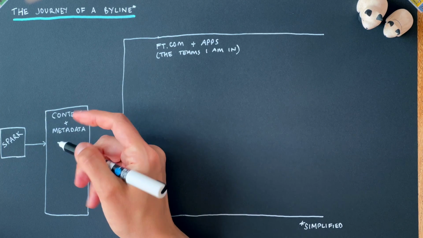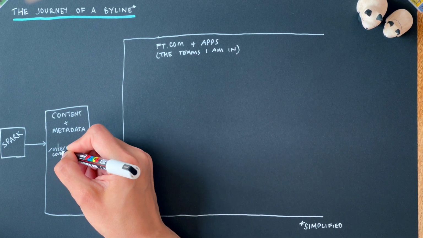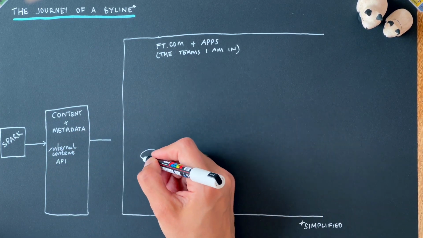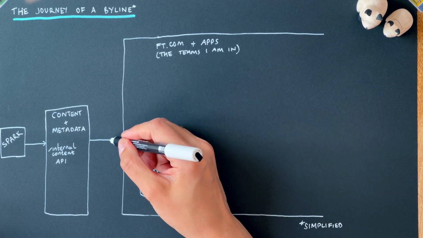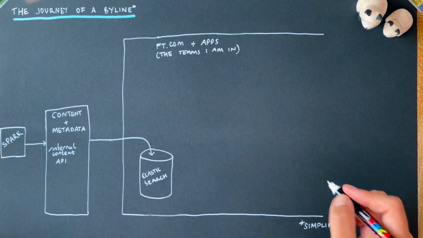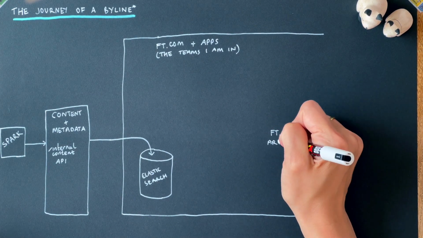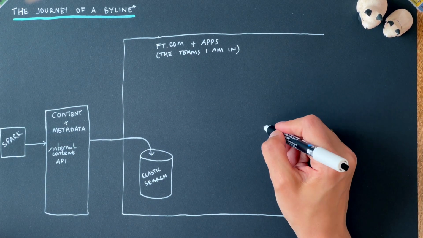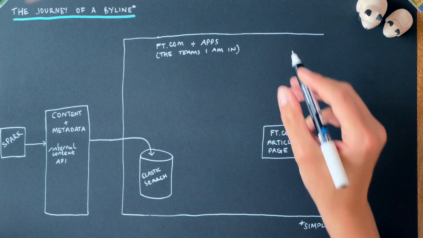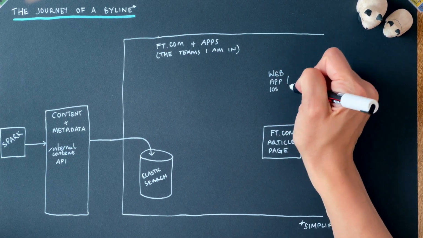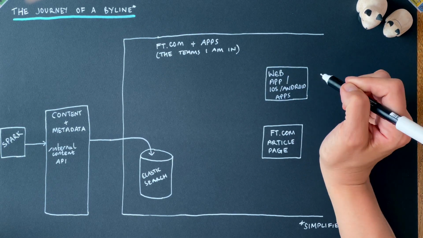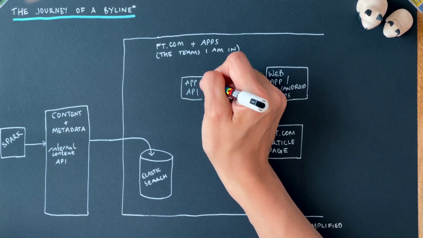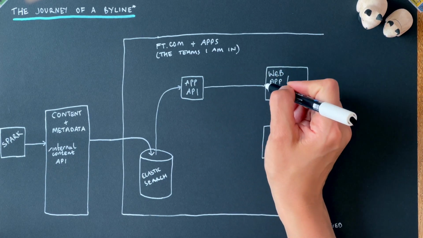So when a story is published, that story gets sent to the content and metadata platform. That makes it available via an API. And ft.com and apps takes that content and writes it to Elasticsearch. The ft.com article page reads directly from Elasticsearch and renders an article, and the web app, which has an iOS and Android wrapper as well as being a pure web app, will read from the App API, which is an intermediary API between Elasticsearch and the clients.